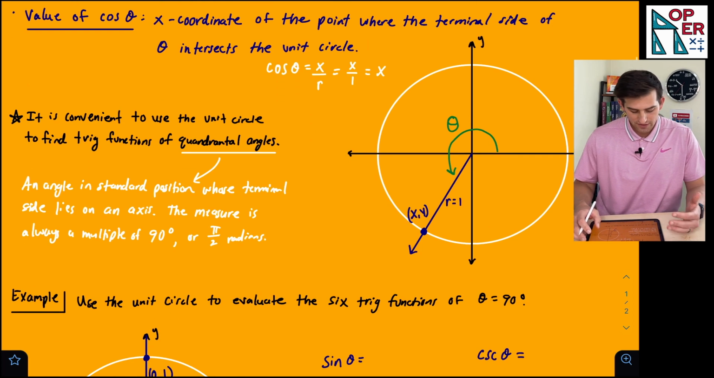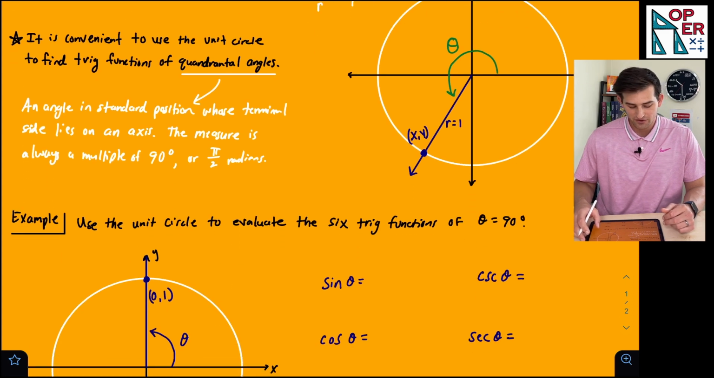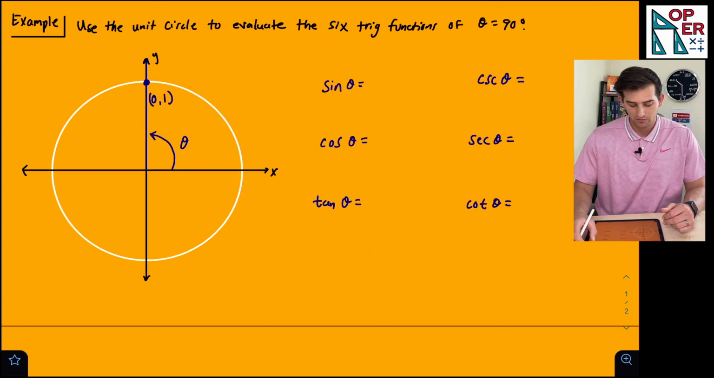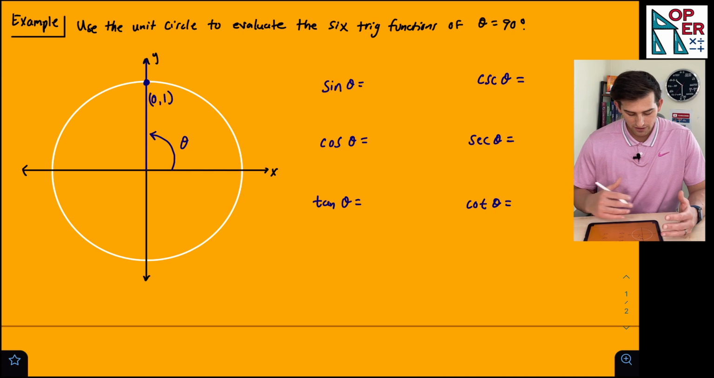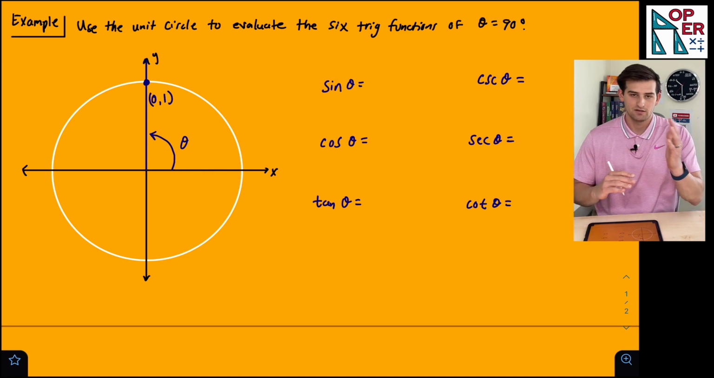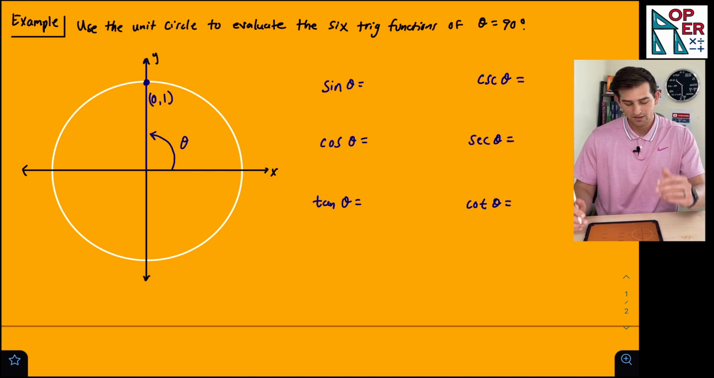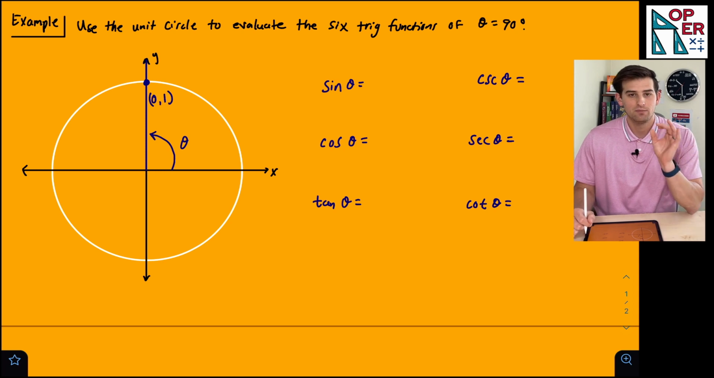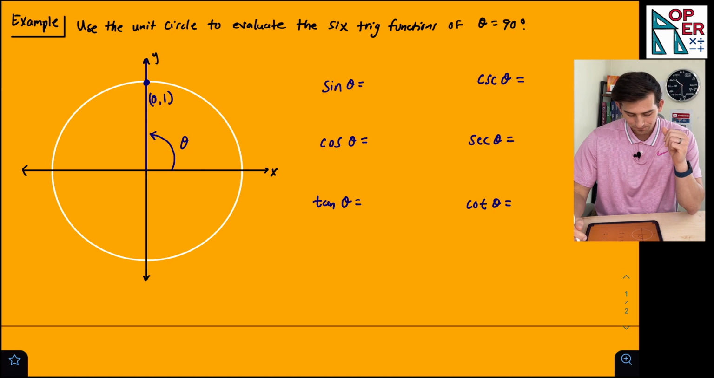So let's use this convenience of the unit circle to do an example where we evaluate the 6 trig functions when theta is equal to 90 degrees. In our diagram here, we see that theta has been opened up 90 degrees. So we would have the point 0, 1, because our radius is 1, and we're taking that terminal side and rotating it up 90 degrees counterclockwise. In standard position, the point on our terminal side intersecting our circle is 0, 1.